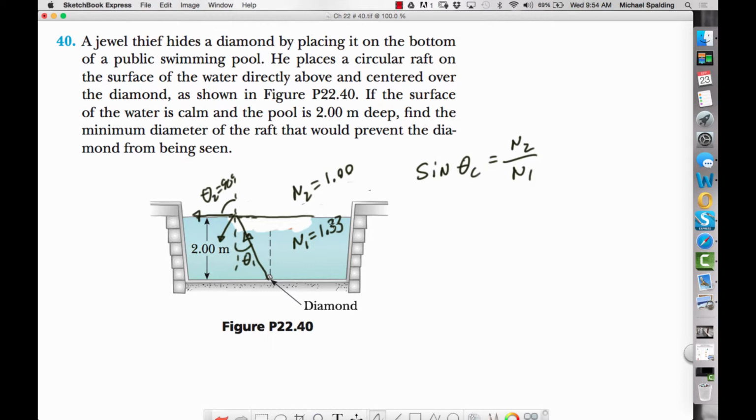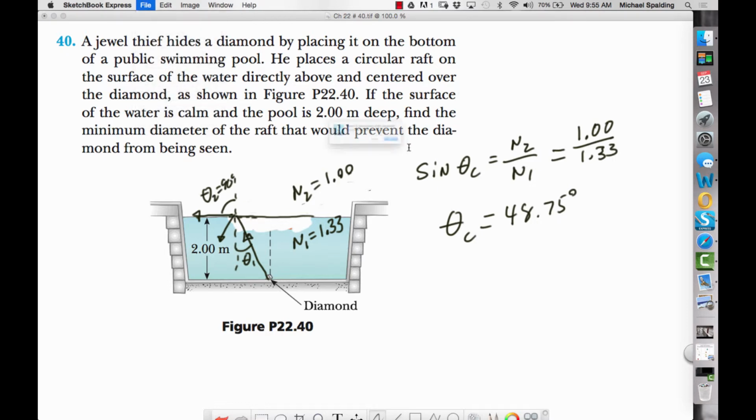But even on the AP exam, I noticed they use air a lot, and they don't give the index of refraction. You should just know what that is. So finding the critical angle, we get 1.00 over 1.33. So the critical angle comes out to be 48.75 degrees. Okay, so that's the first thing you got to find. Now, how is that going to help us find the diameter of the raft?